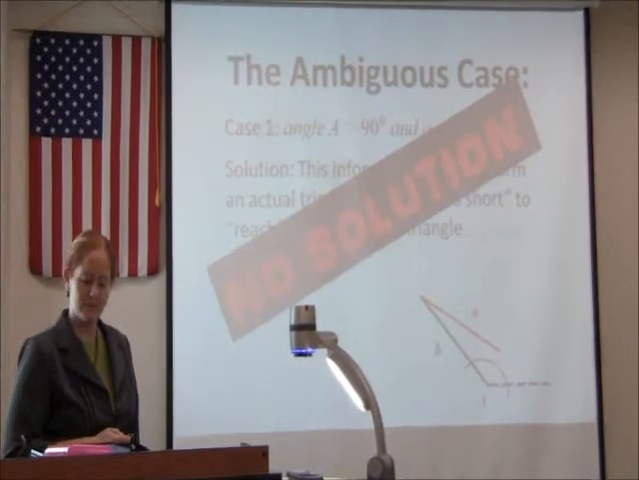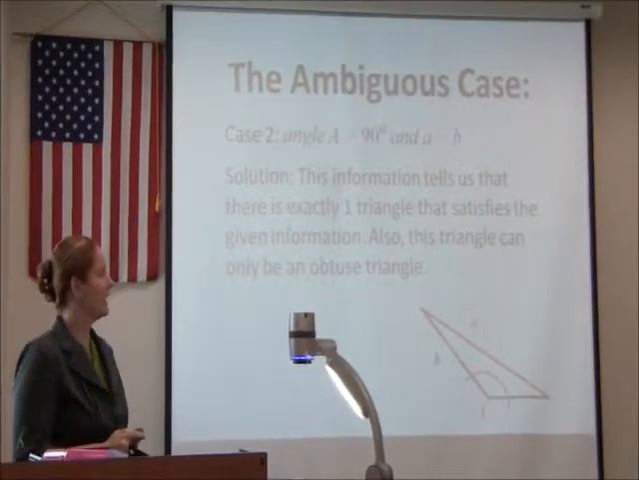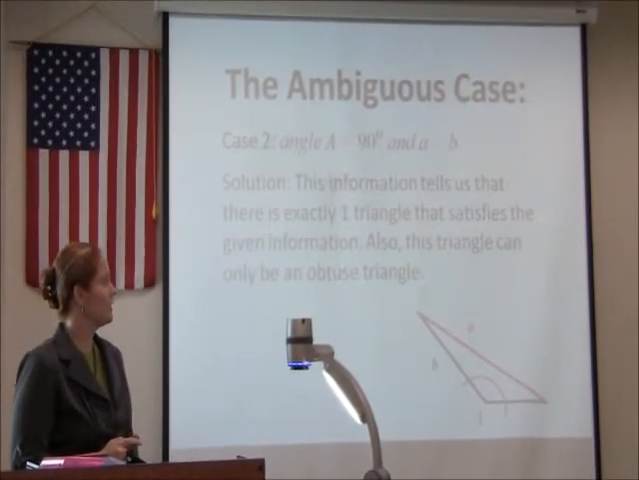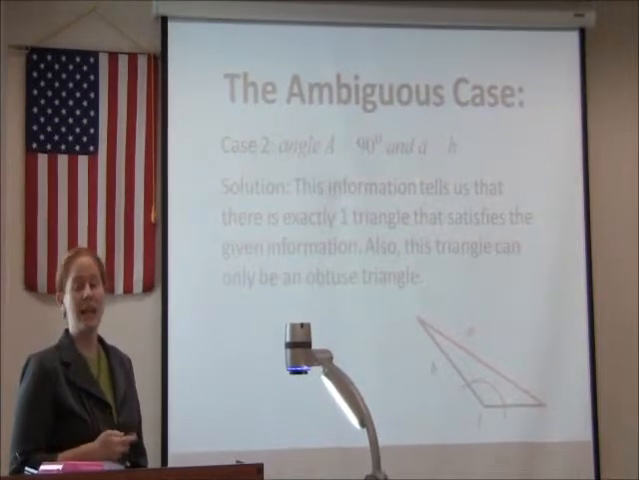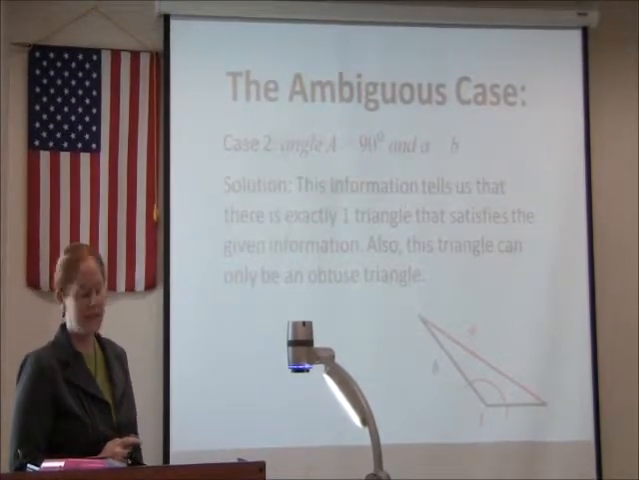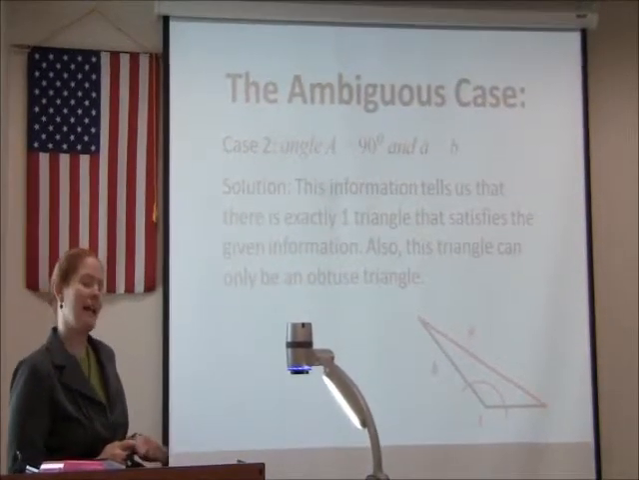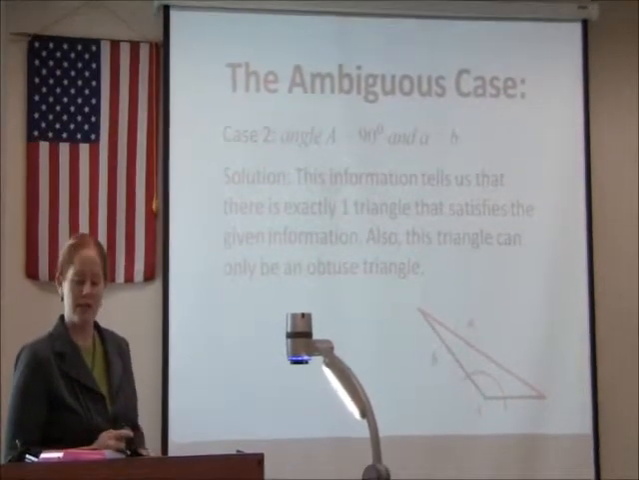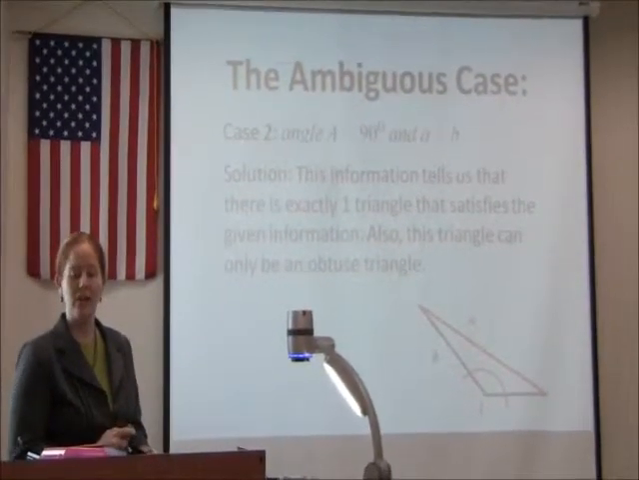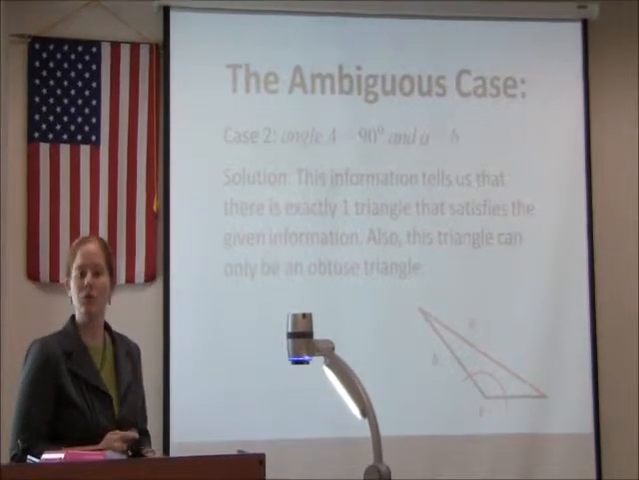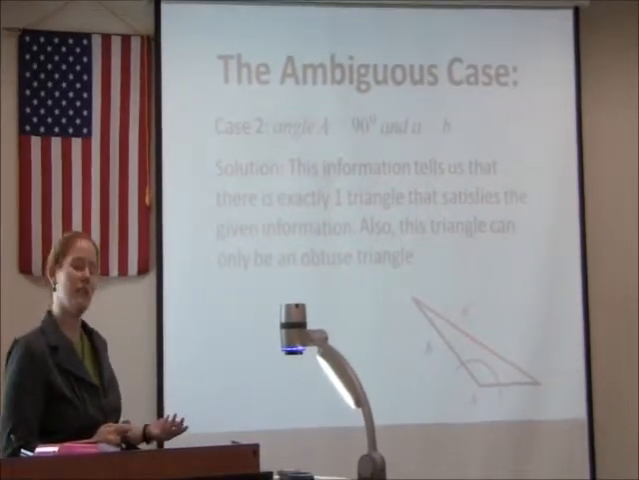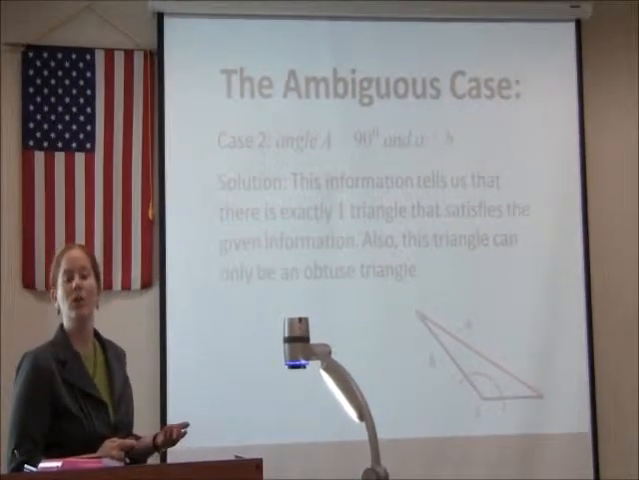And that's it. Now for case 2, again, my angle A is greater than 90 degrees, but this time the length of side A is greater than the length of side B. Well again, if we look at the picture, our side A now reaches the base and we have a triangle. And in fact, since angle A is greater than 90 degrees, it's going to be an obtuse triangle, because we know that the definition of an obtuse triangle is a triangle with one obtuse angle.